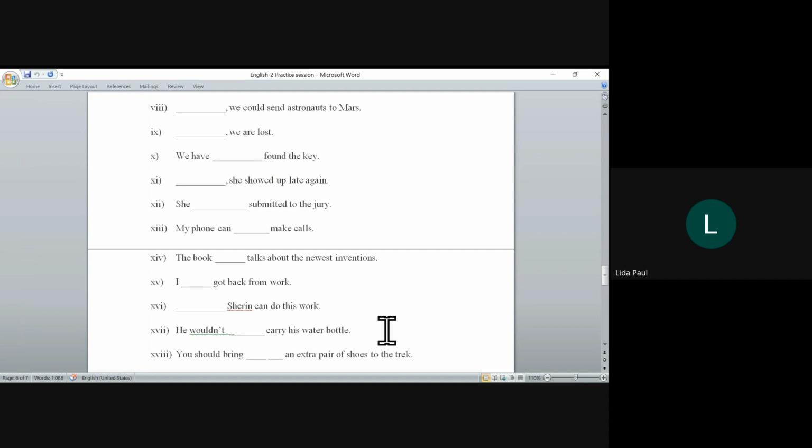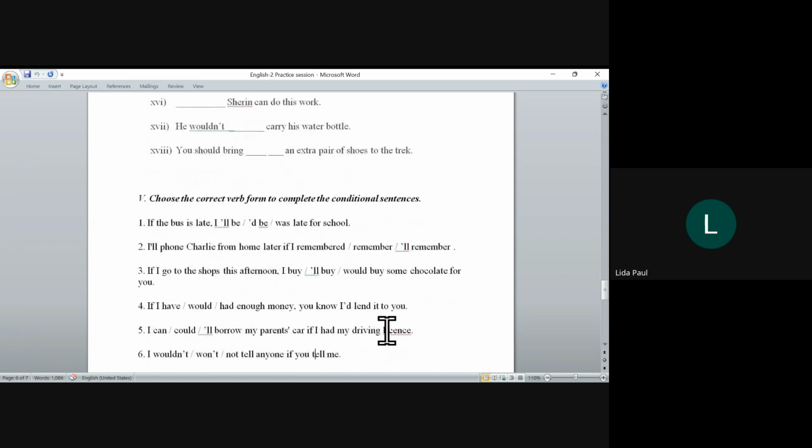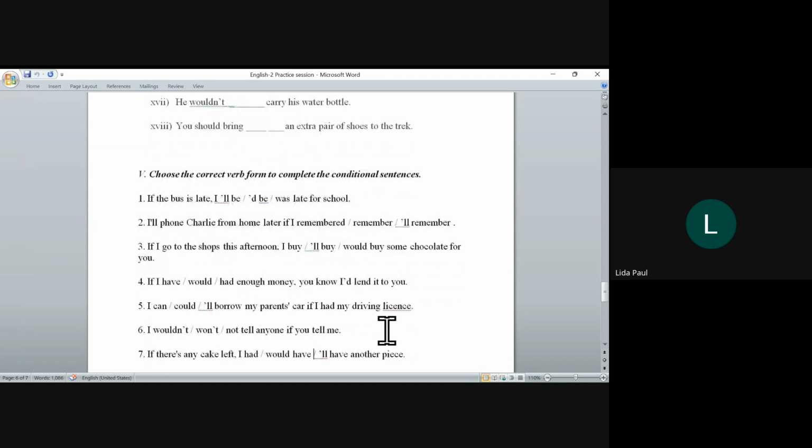Okay. Now I think a few more remain, and this is basically on, I think the last part was on conditional sentences. I don't think we'll have enough time to cover this one as well, but let's see. Maybe we can check a few sentences, right?